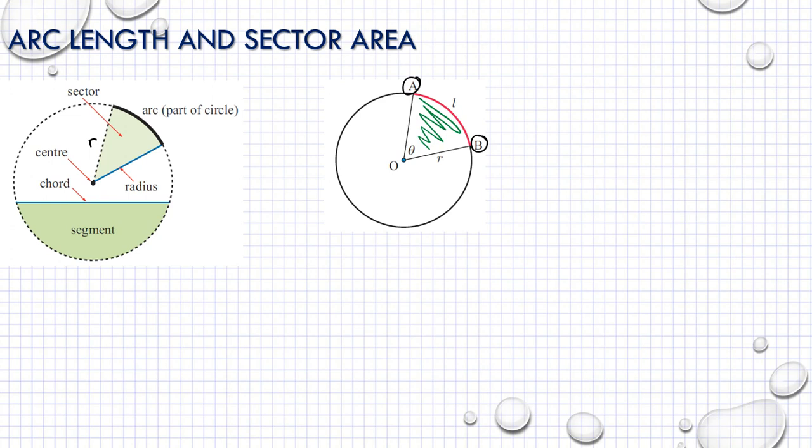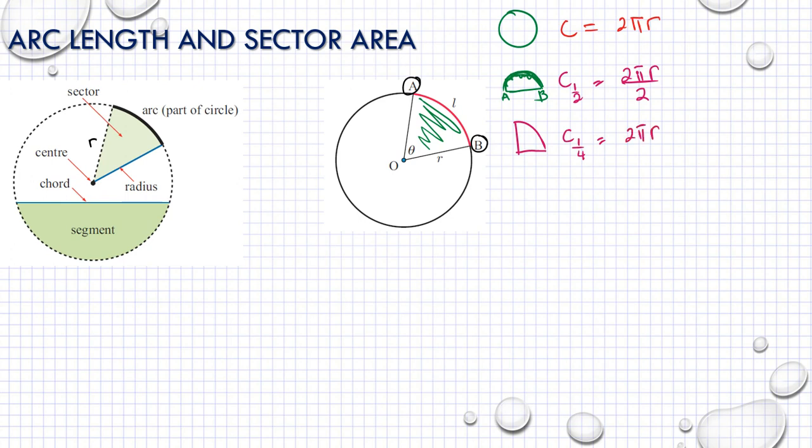And we can find the arc length by deducing a pattern. For example, for a whole circle, the circumference is 2 pi r. And if we are only interested in the length from A to B, just the curve length, and it becomes a semicircle or half circle, then we have 2 pi r divided by 2. And if we have a 1/4 circle, then the circumference of that is 2 pi r divided by 4.